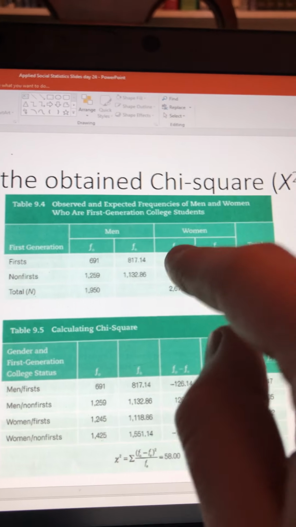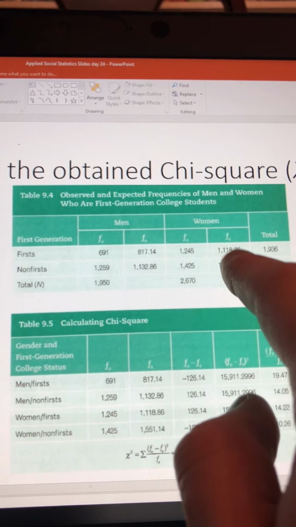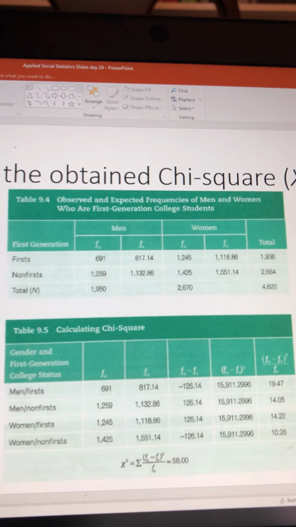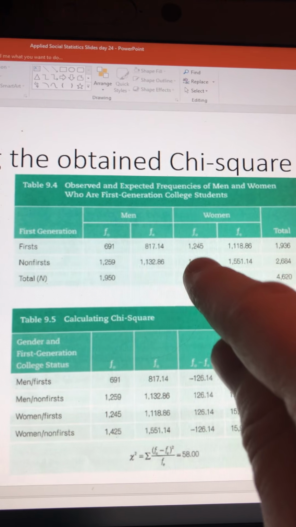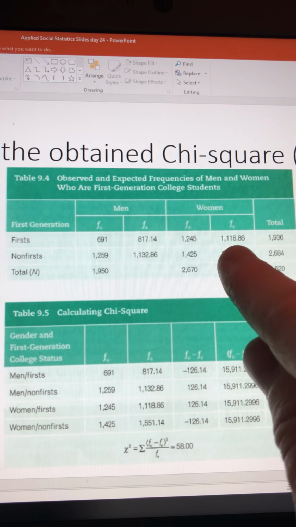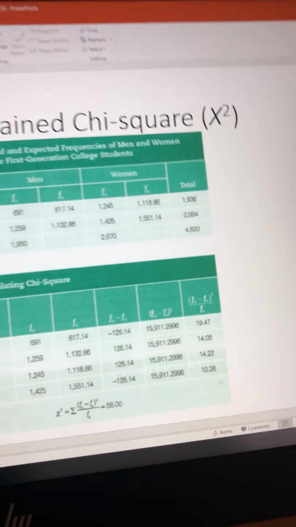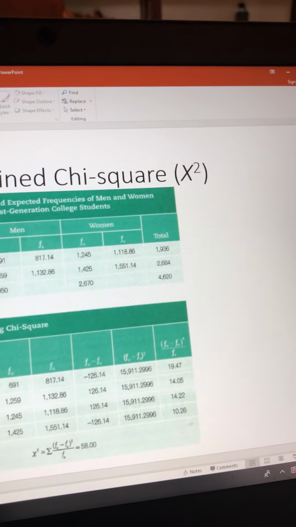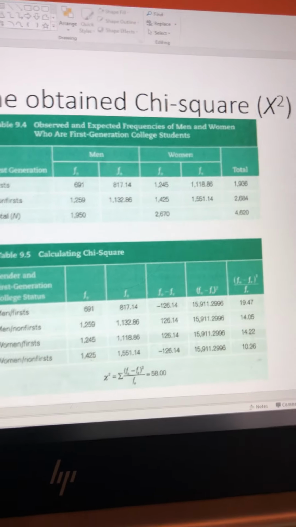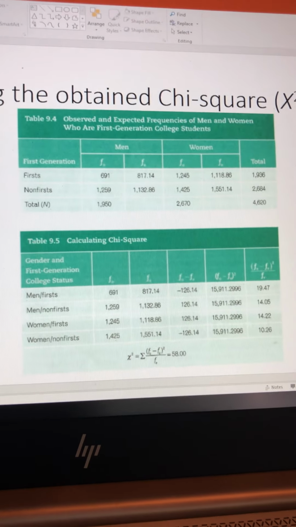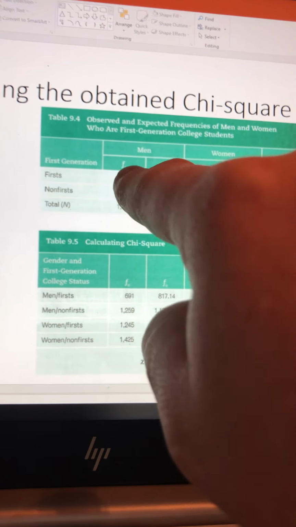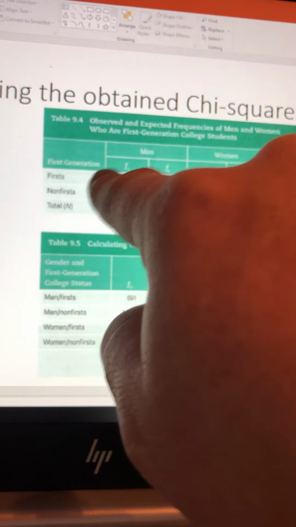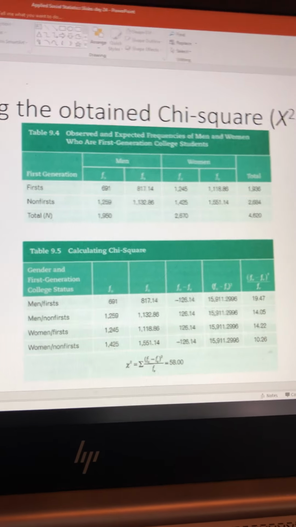Same thing with the women, but it's the opposite. We expected fewer first generation women than we observed, right? So we observed this many women who were first generation, but we'd expect this number if there was no relationship, which means that we have a surplus of first generation women and a deficit of first generation men, meaning that you should start to think that maybe there's a relationship here, because we're expecting more here and expecting less here for women. Okay.